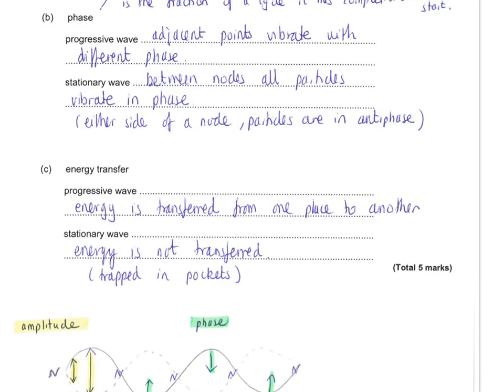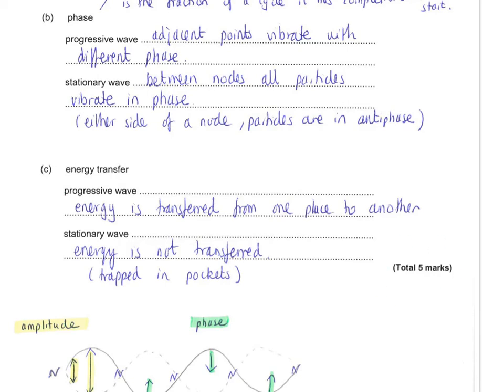And then finally, in this, energy transfer often comes up and can be used even as part of the description of the difference between them. In a progressive wave, we've got energy being transferred along the wave. That's what the wave's doing, it's transferring energy along. However, there is no energy transfer in a stationary wave. We've said before that the wave is trapped in pockets.